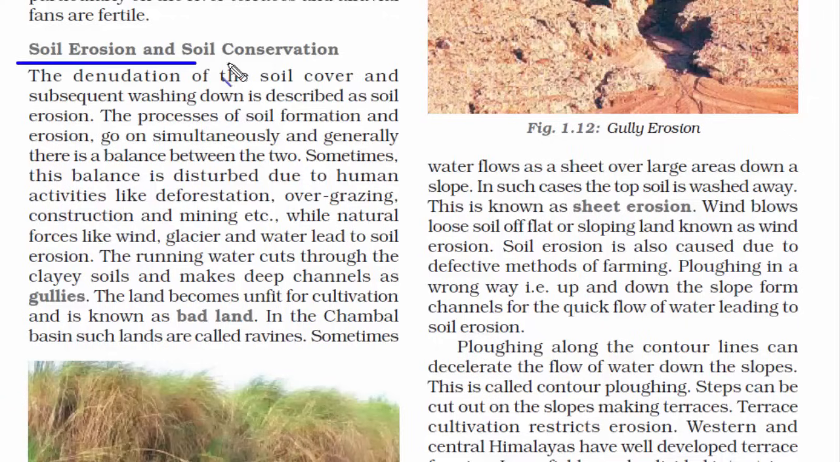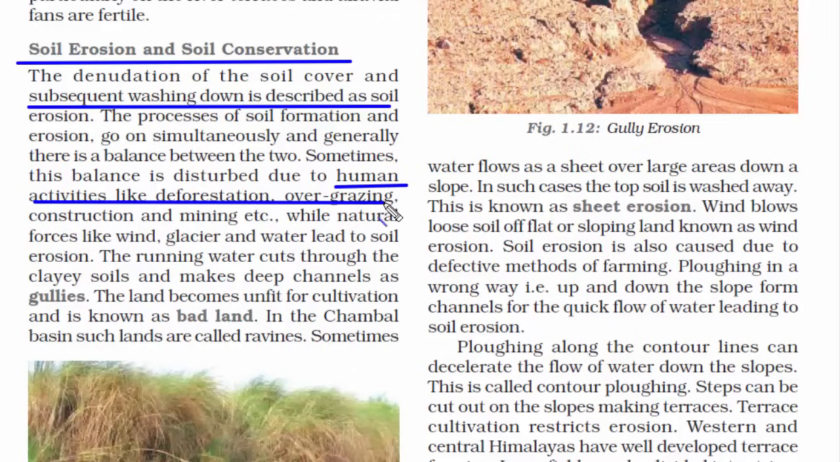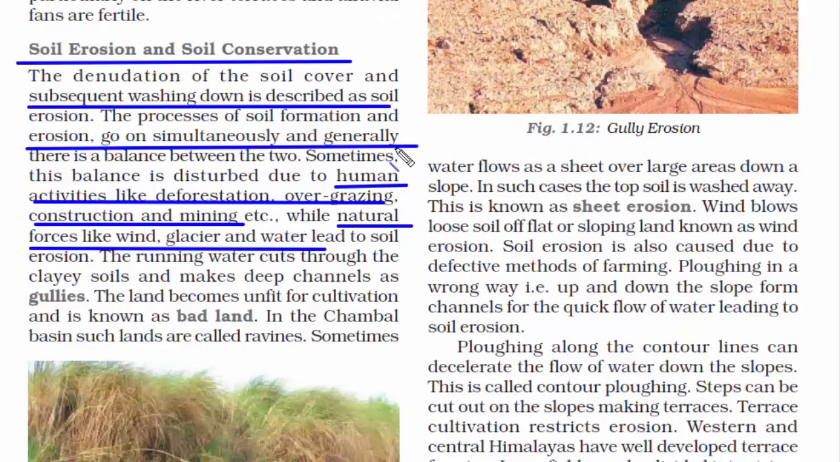And the last topic of this chapter is soil erosion and soil conservation. Soil erosion is defined as the subsequent washing down of topsoil. These are caused again in two ways: one is human activities like deforestation, overgrazing, construction and mining, and the other is natural forces like wind, glaciers and water. And where there is soil erosion, simultaneously there is also soil formation. So if soil goes from one place, it will go and accumulate in some other place as well.